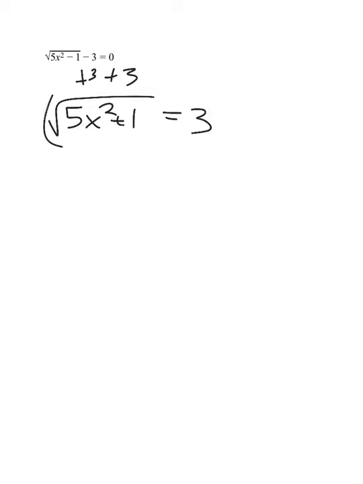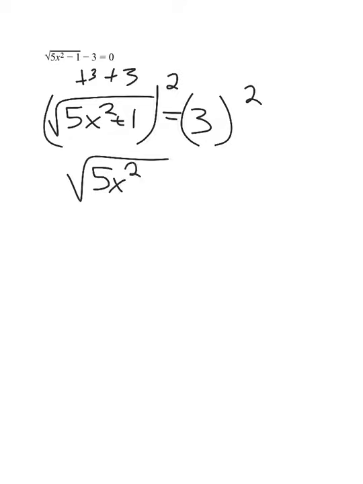Okay, so let's take a look at our second example. I'm going to start by adding 3. So I have the square root of 5x squared minus 1 equals 3. Now that that is alone, I can square both sides. So I have the square root of 5x squared minus 1 equals 9. Oop, I don't have the square root anymore. Sorry, it's just 5x squared minus 1 equals 9.